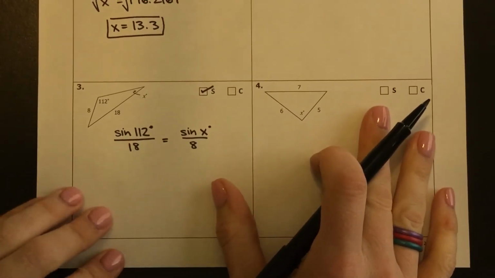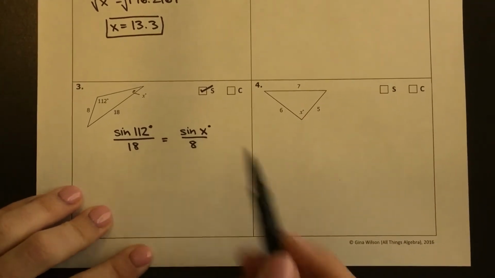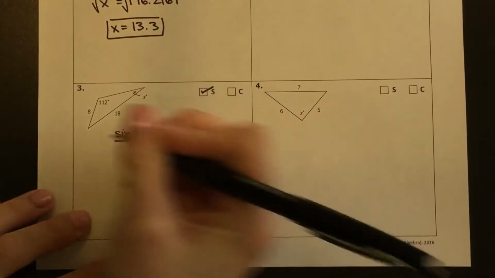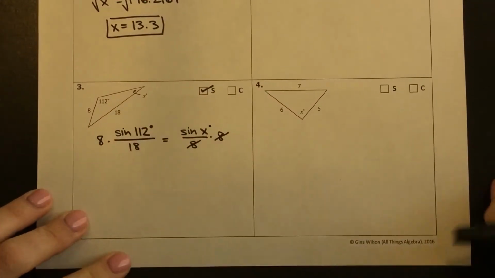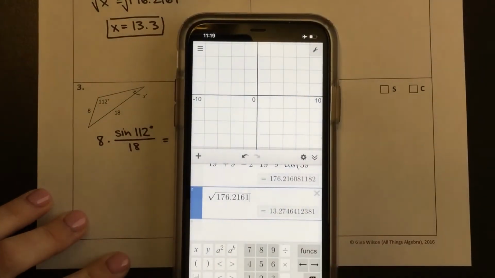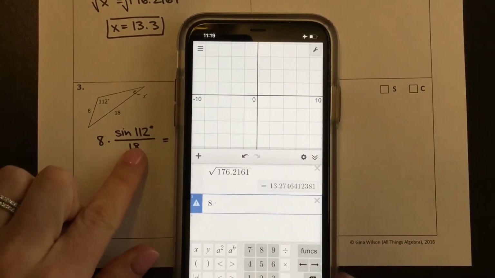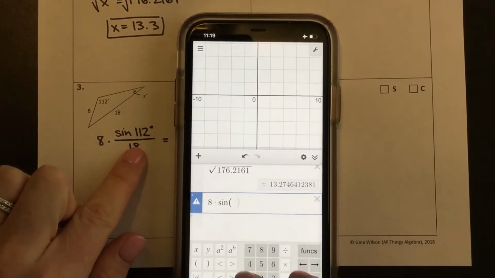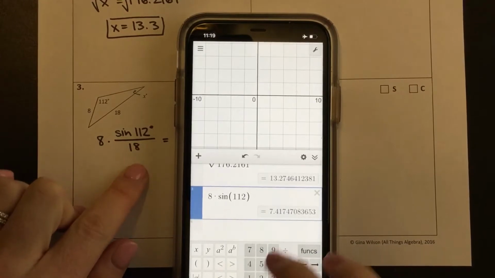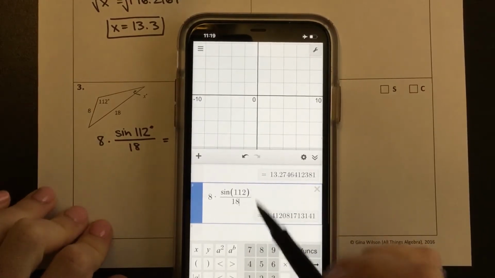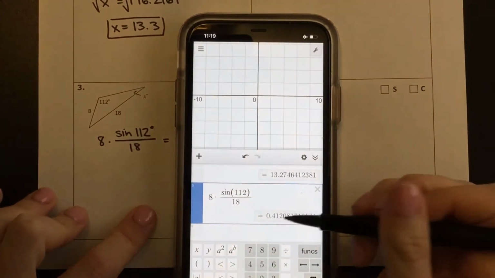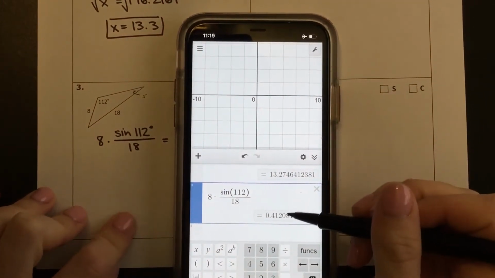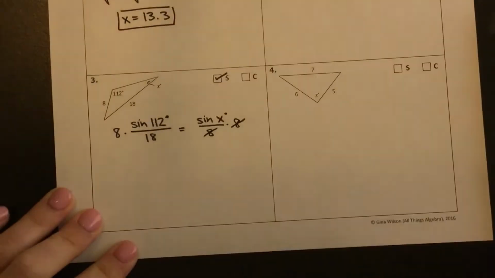So now we solve for x. To get this by itself, we multiply both sides by 8. So these guys cancel. I'm going to plug this left-hand side into my calculator. So I do 8 times the sine of 112 divided by 18. Make sure you close the parentheses before you divide by the 18. So I'm going to write down a bunch of these digits: 0.412082.